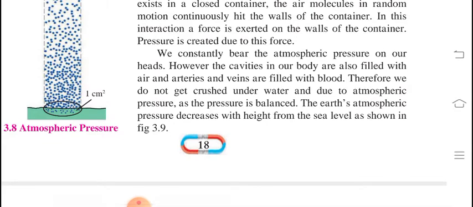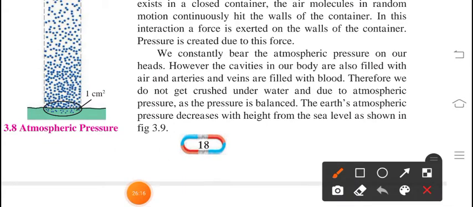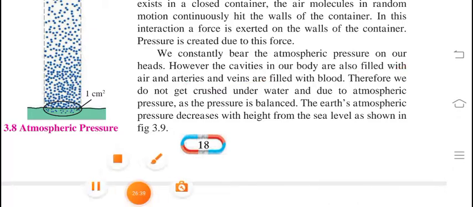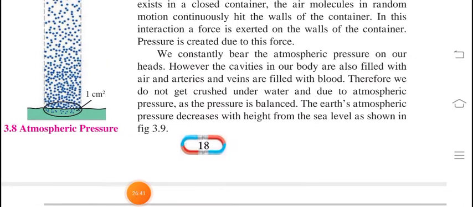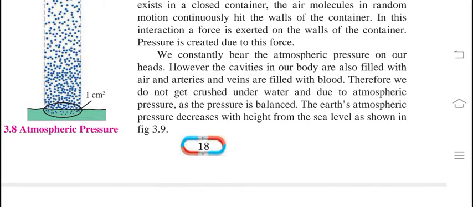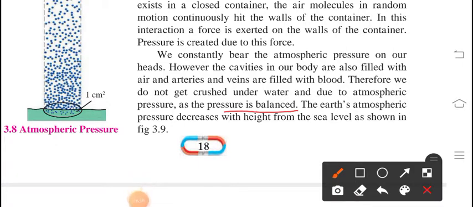We constantly bear the atmospheric pressure on our heads. However, the cavities in our body are also filled with air, and arteries and veins are filled with blood. Therefore, we do not get crushed under atmospheric pressure, as the pressure is balanced. The atmospheric pressure decreases with height from sea level.